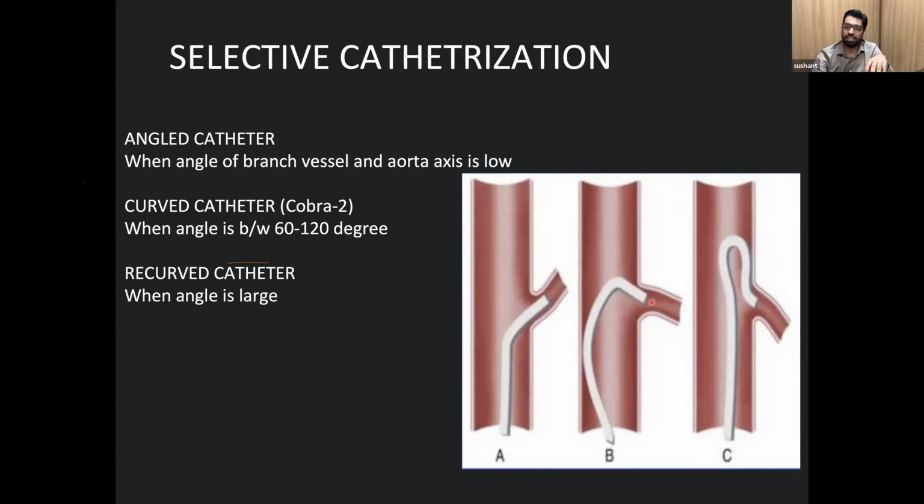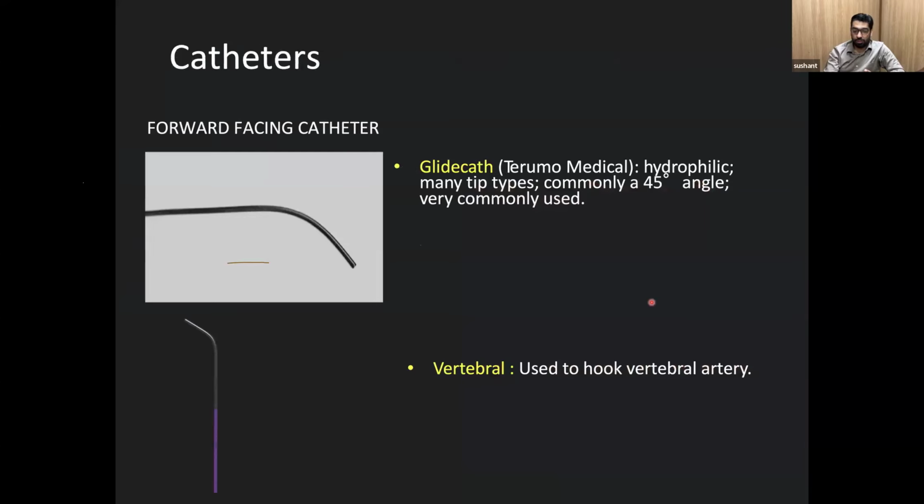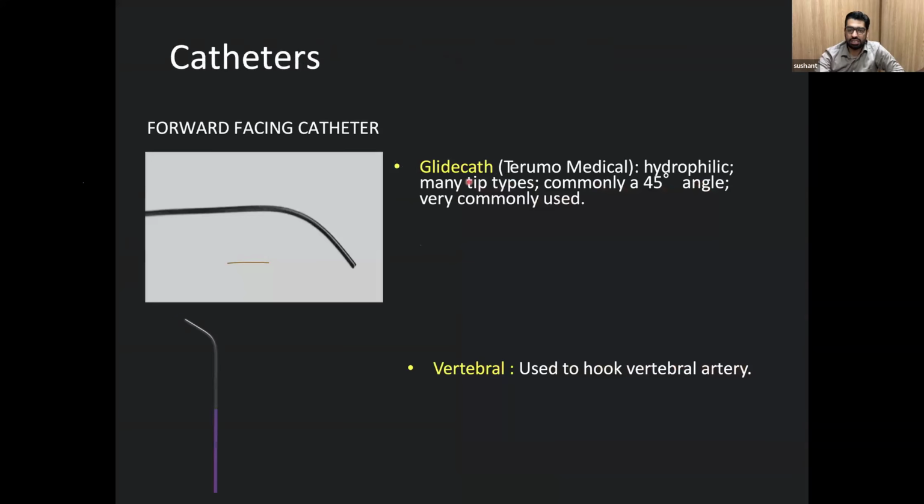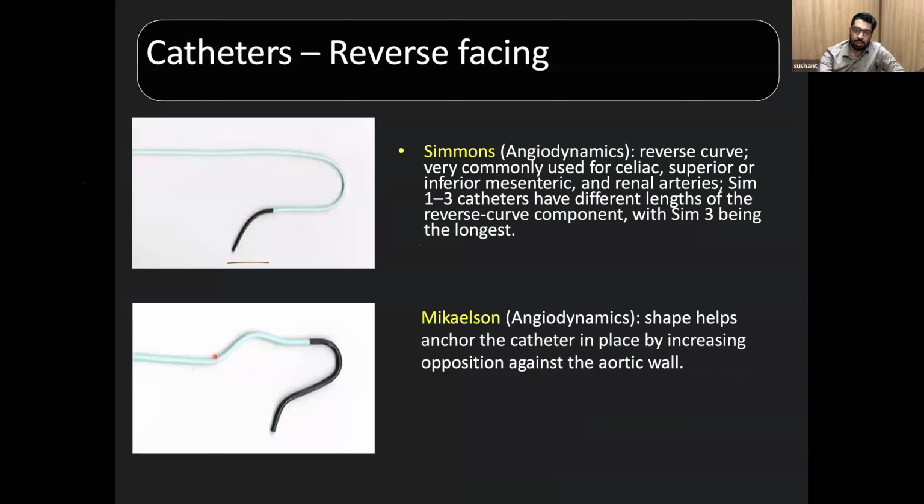So this diagram illustrates that multiple catheter shapes are available, and these are always chosen depending on our target vessel and the anatomy and angulation of this target vessel for which we are doing this procedure. These are the forward facing catheters. Forward facing catheters are the Glide Cath, vertebral, and multi-purpose catheter. These are the reverse facing catheters, which are used to hook very acute angled vessels.